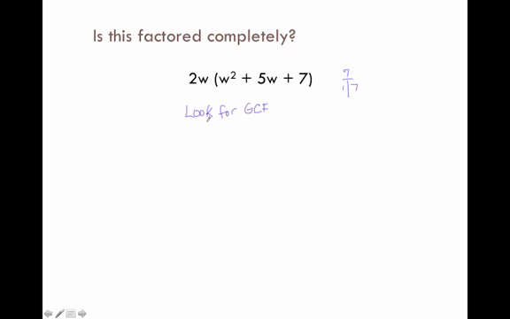Then I've got three different scenarios. If I'm left with two terms, if I've got a binomial, well, yesterday we talked about looking for the difference of squares. So I'm going to check to see if I have a difference of squares. If I don't have a difference of squares and I've already taken out my greatest common factor, then that binomial is not factorable.